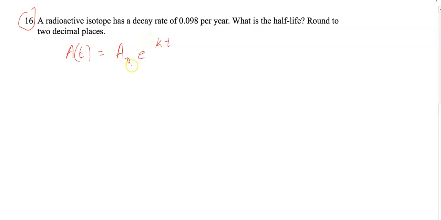We do not know A sub 0, but we don't really care about having a particular number for A sub 0, because we know that because of the half-life, the amount remaining will be 1/2 of the amount that we started with. So A of t will be equal to 1/2 of A sub 0. So you can plug in that the amount remaining will be 1/2 of the original amount. So 1/2 A sub 0 is equal to A sub 0 e to the kt.